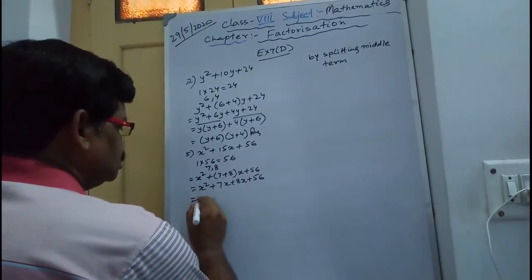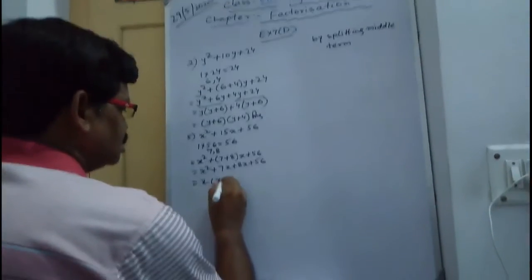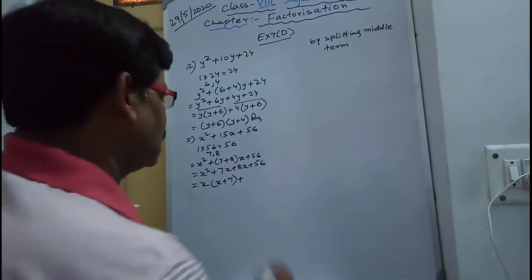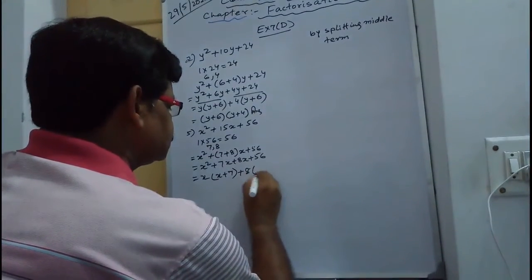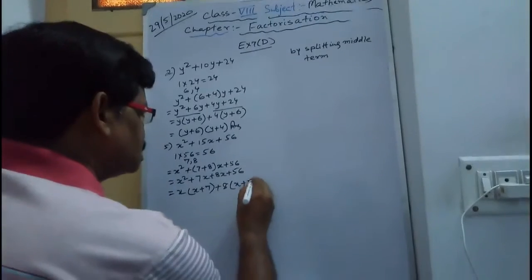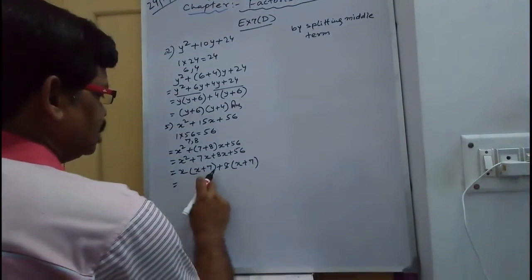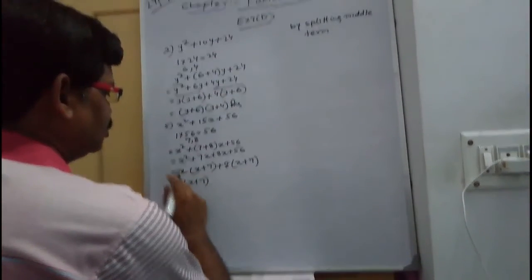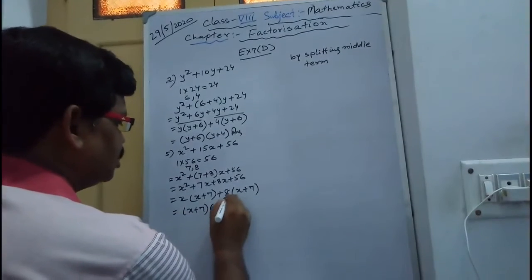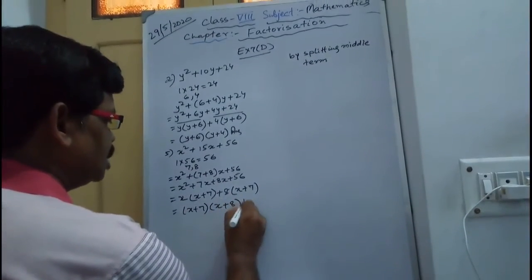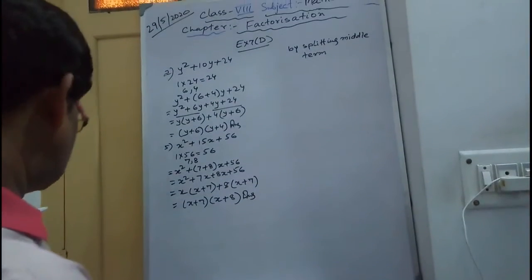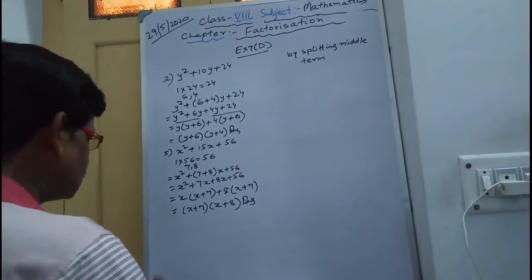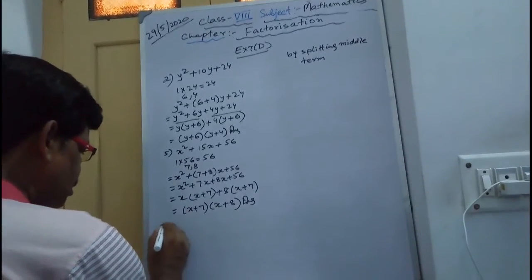From these two, the HCF is x, so x plus 7. From these two, the HCF is 8, x plus 7. Now x plus 7, the HCF of these two, left from first x, and from second 8. So these two are the factors of this question.